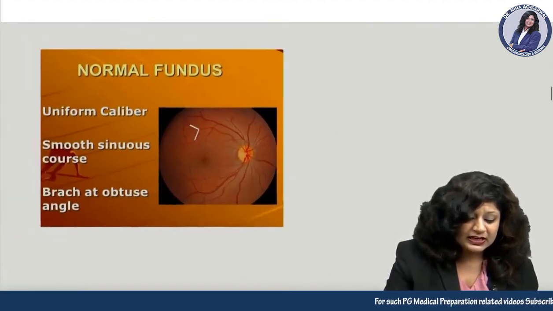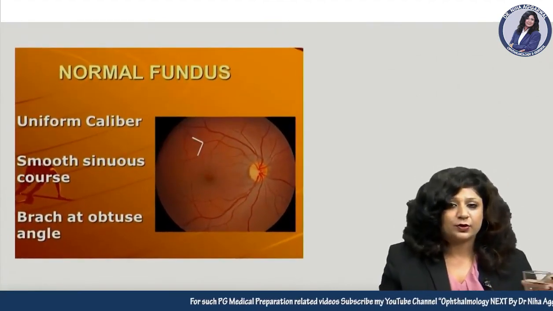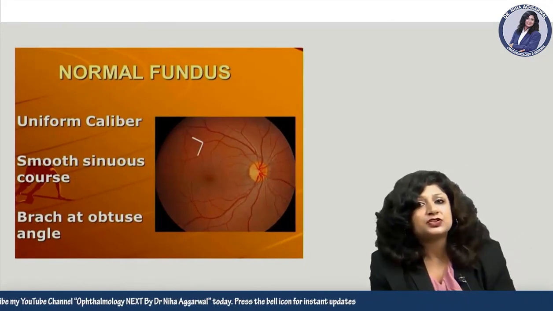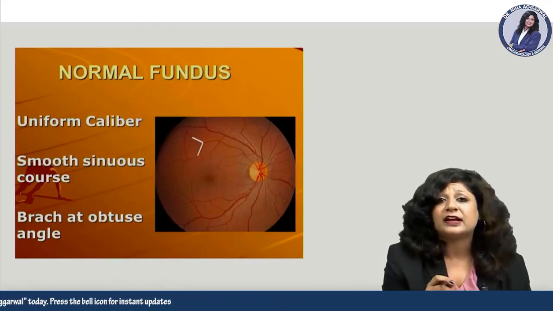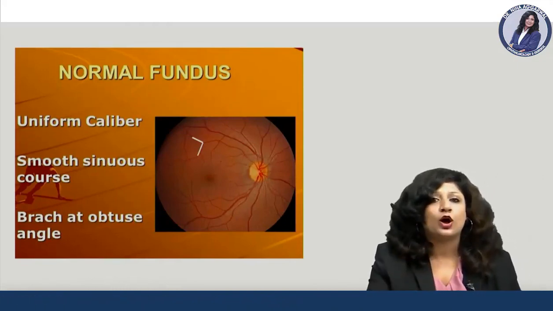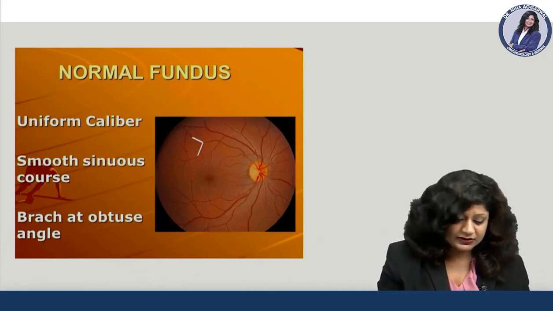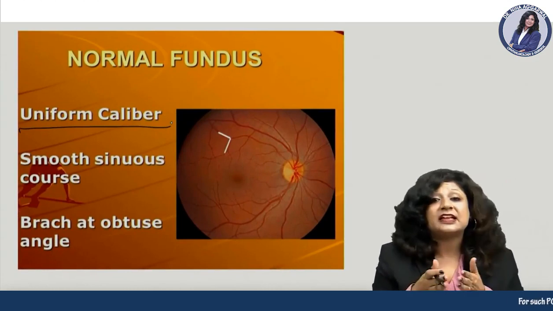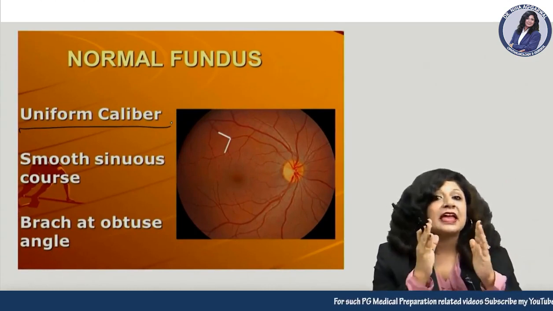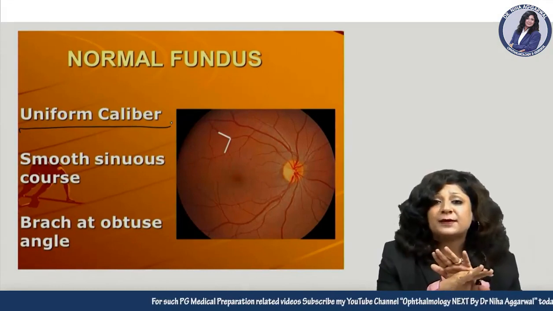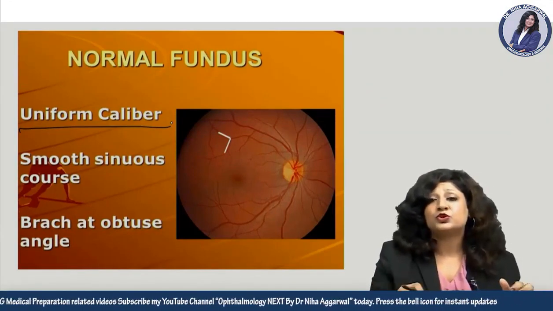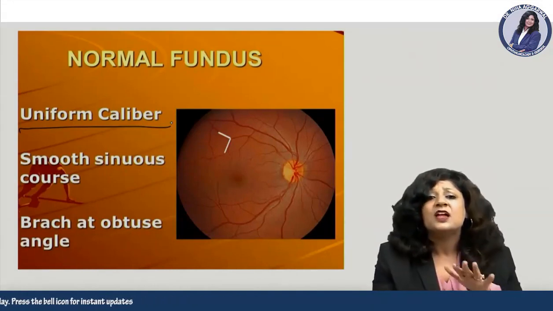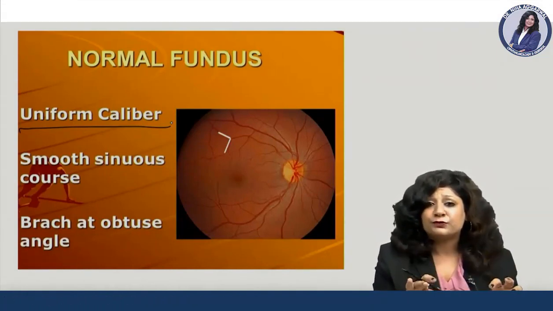Now in order to see the staging of hypertension retinopathy, it is important that we should know what the characteristics of the normal fundus are. If you see the normal fundus, you will have three things. First is the uniform caliber. See the caliber of the vessels. The caliber of the vessels should be very smooth. There should be no beading, there should be no looping, there should not be any tortuosity. It should be very, very uniform.